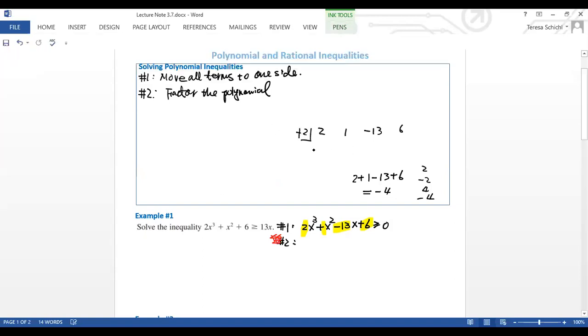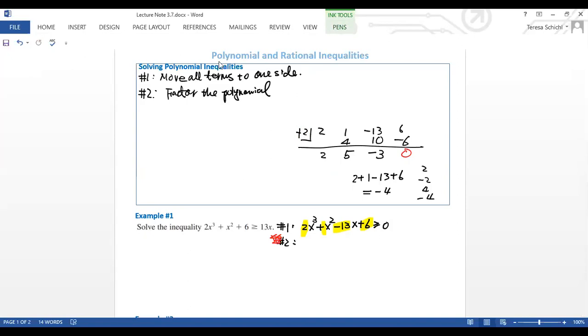So how about 2? I put a 2 here, so I have 2 over 2, bring the 2 down. 2 times 2 is 4. 4 add 1 is 5. 5 times 2 is 10, and 10 add negative 13 is negative 3. Then 2 times negative 3 is negative 6. What do you have here? I got a 0. That is wonderful. That means I know 2 is a factor here.